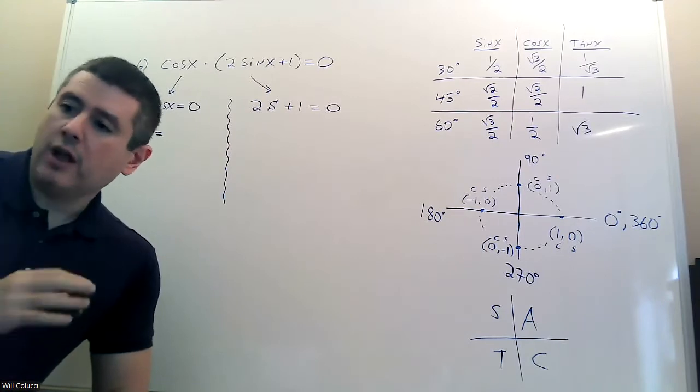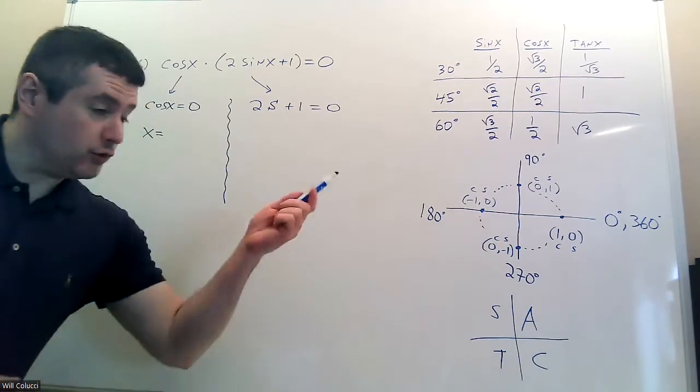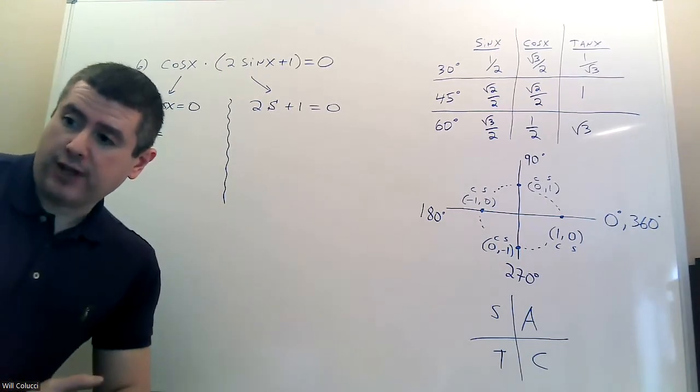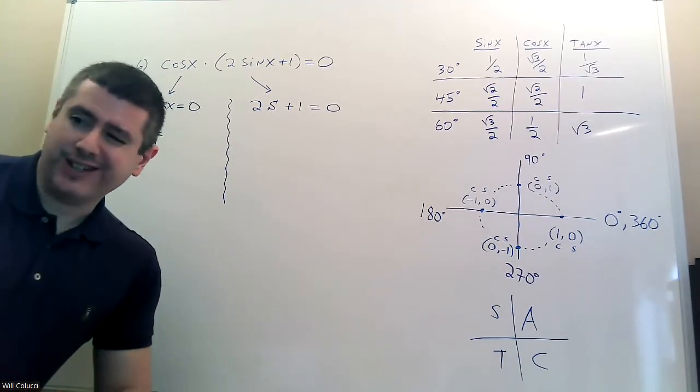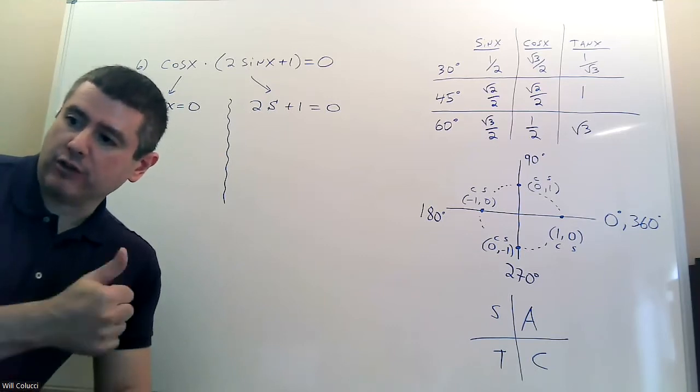Radical 2 over 2, so on. So the only place you're going to see a 0, a 1, or a negative 1 is when you land on an axis. They call those quadrantal angles. You don't need to know that. All right, so when you land on an X or Y axis, you get a 0, a 1, or a -1.